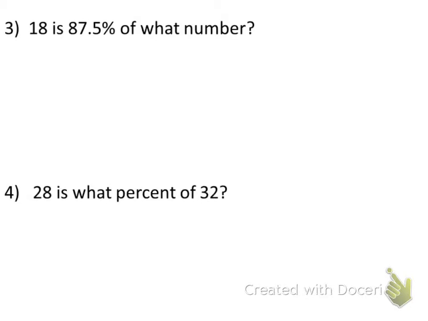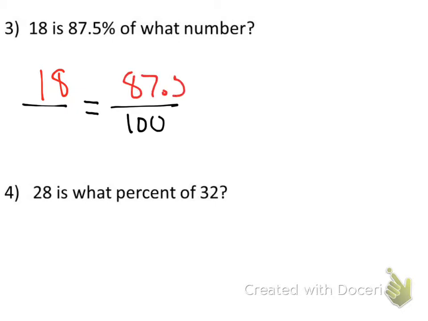You can set up your proportion and then fill in the blanks. So I have a ratio equals another ratio with a 100 on the bottom. 18 is, so where's that going to go? On top. I have 87.5%. Where's that going to go? Over the 100. Of what? So that's going to be where your variable goes. Number. Okay? Now we can cross multiply.